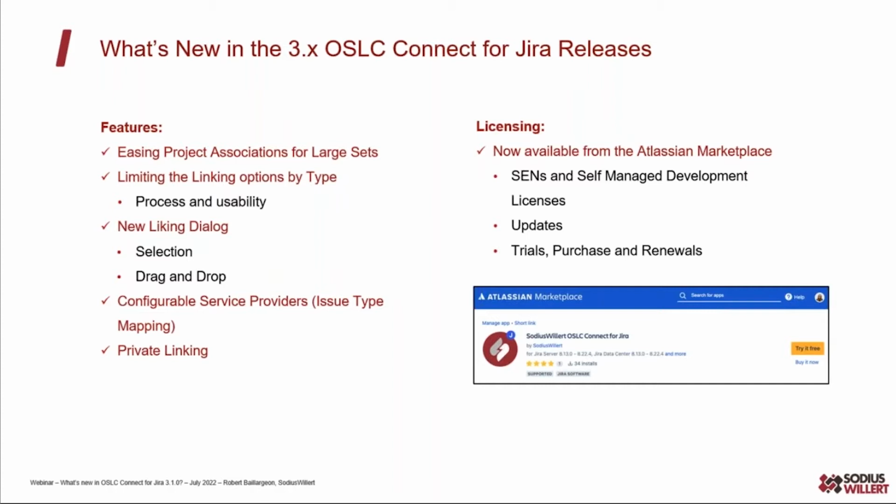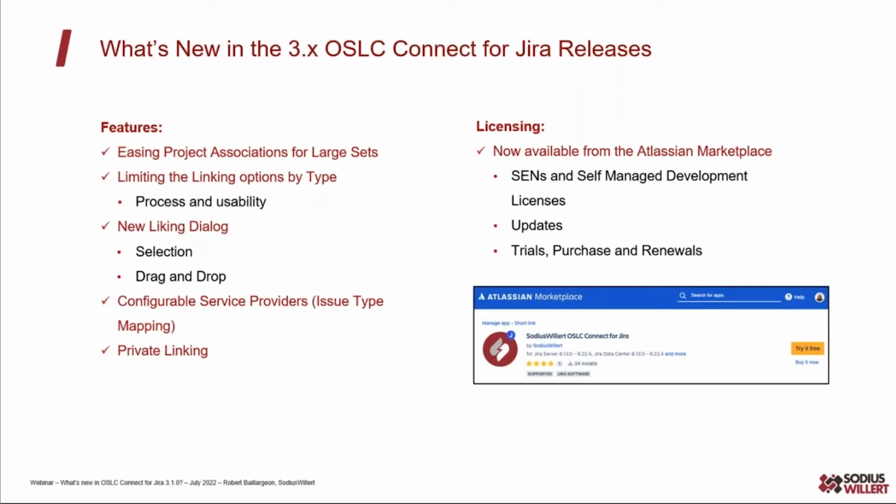The biggest feature that we came out with in 3.0 was licensing now through the Atlassian marketplace. We've been pushed for several years on this. Most Atlassian users like to use the marketplace, and we've been in the marketplace to provide our product, but we weren't licensing through it.